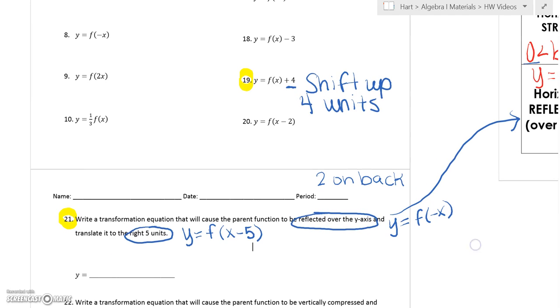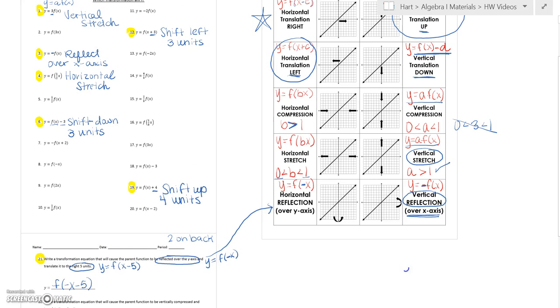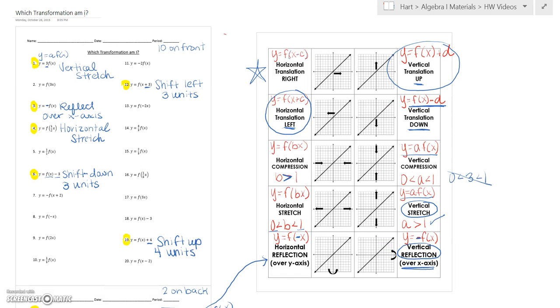So now all we have to do is combine these two together to make one equation. So that means, I guess I don't need the y equals because it's already there. We need negative x minus 5, so it would be f of negative x minus 5. That is it. So use your foldable. This one is due on Wednesday.